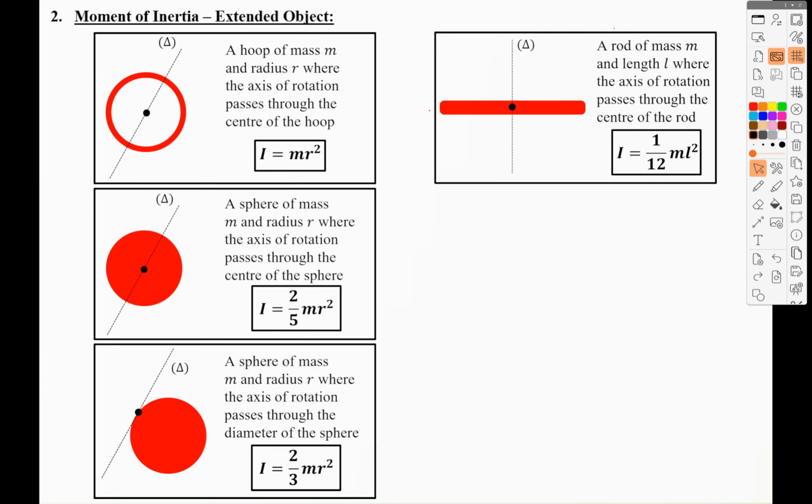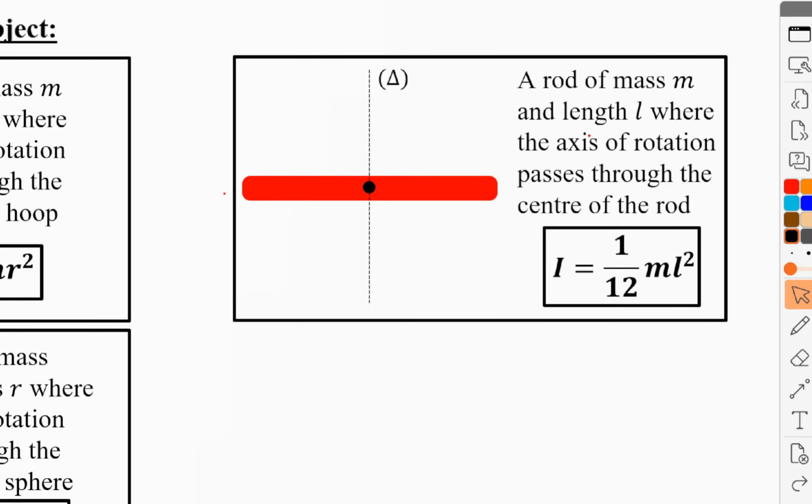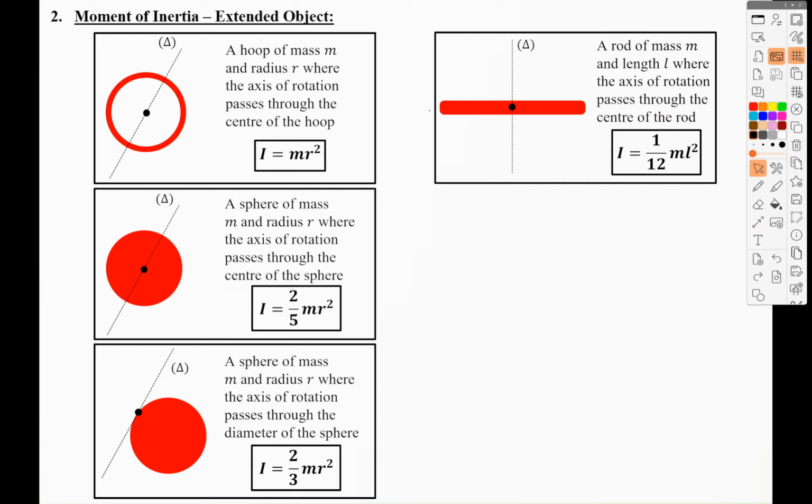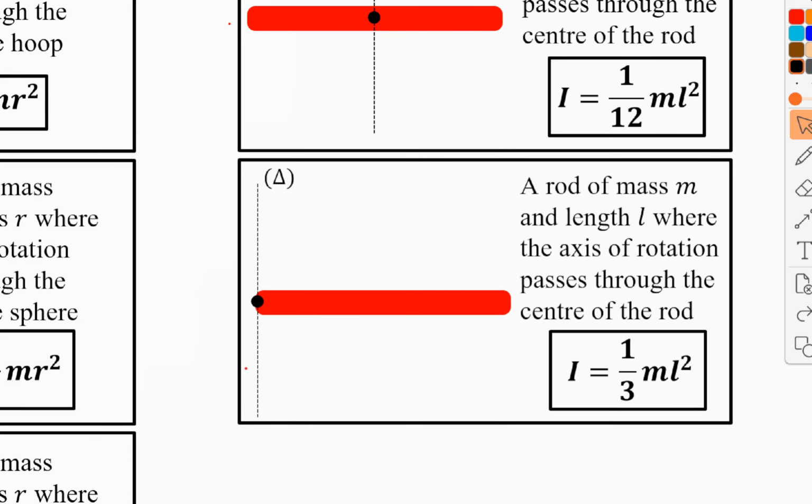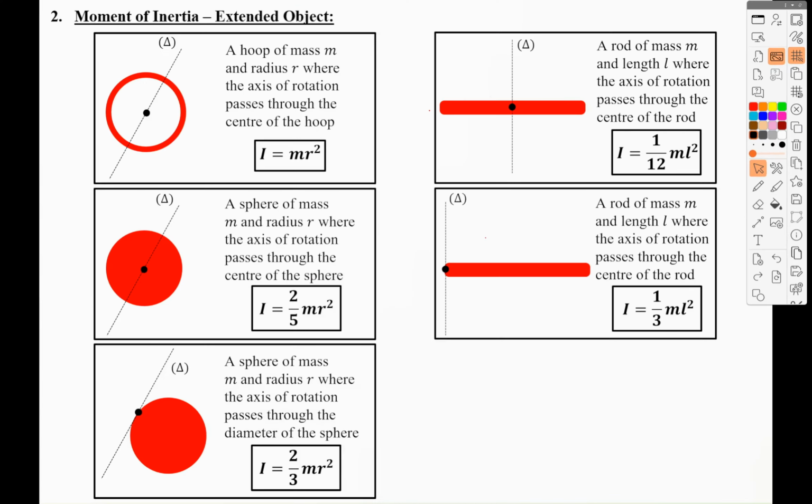Now if you have a rod of mass m and length L, where the axis of rotation passes through the center of the rod, in this case the moment of inertia is given by 1 over 12 ml square. Now what about shifting the axis of rotation such that it passes through the edge of the rod? In this case the moment of inertia would increase because the center of mass is now at a greater distance compared to before. Then the moment of inertia is given by 1 over 3 ml square.